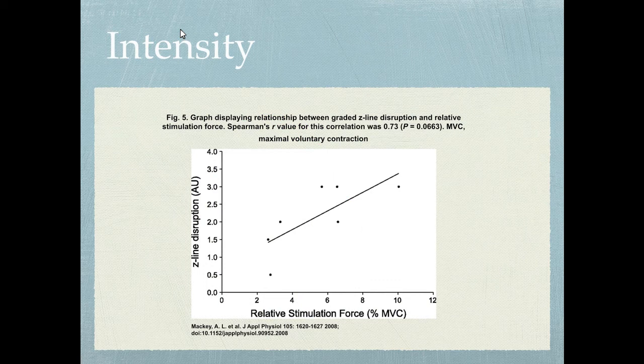So moving to intensity, what we're looking at here is relative stimulation force, which is a factor of intensity, and Z-line disruption. We see a pretty decent relationship, 0.73, between percent maximal voluntary contraction and Z-line disruption. So basically, higher intensity plays a role in causing damage. With very low intensity, you'll likely get no damage, or very little. With very high intensity, damage occurs.